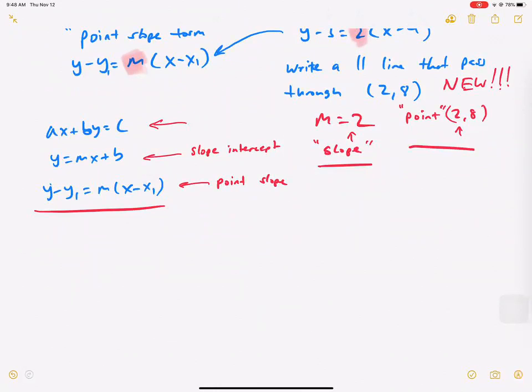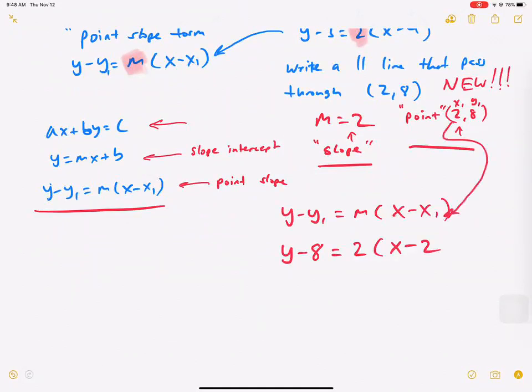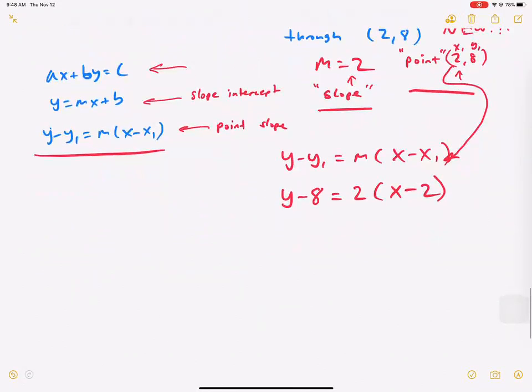So let's set this up. y minus y1 equals m, x minus x1. Let's label the point. This is my x1 and y1. So we're just going to copy that in. y minus 8 is equal to 2, x minus 2. Where's this 2 from? This 2 is from the x1. From this, we're going to change it to slope-intercept form. And that's what IXL is going to ask you for. So to write this in slope-intercept form, we're going to distribute and solve for y.